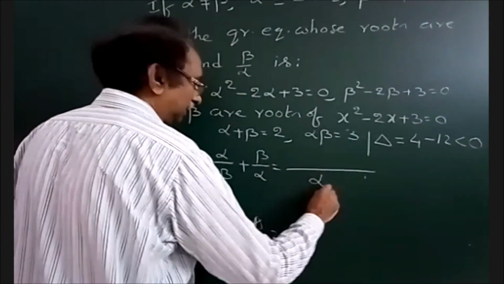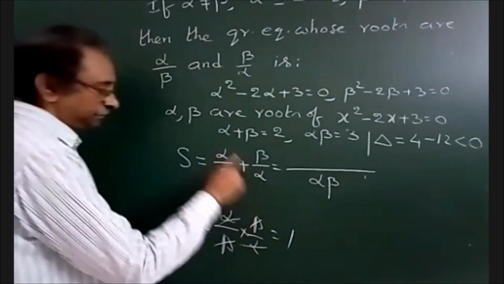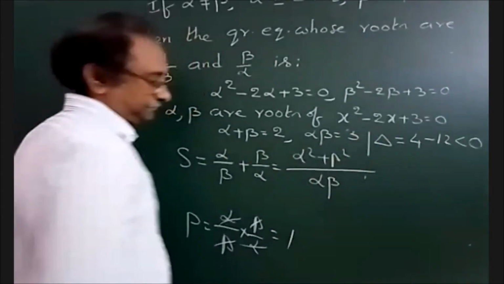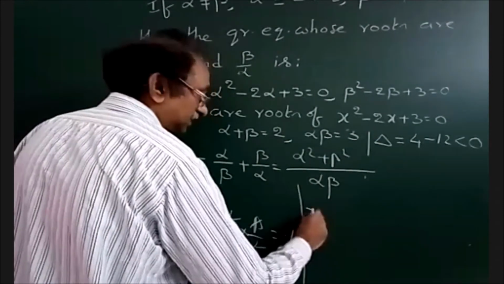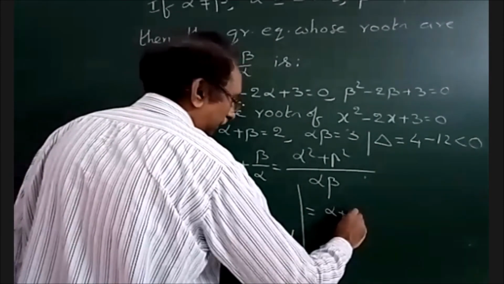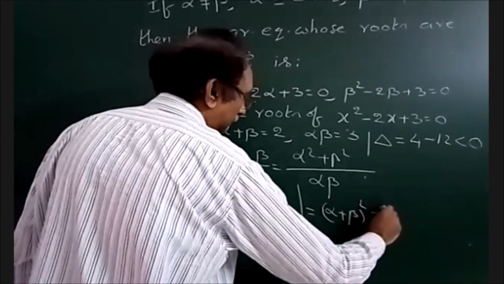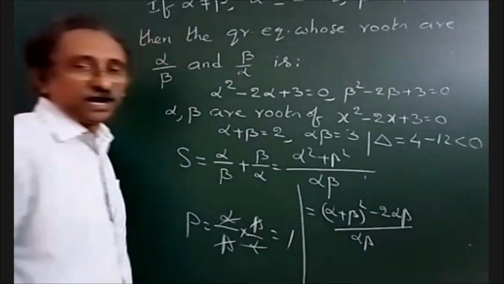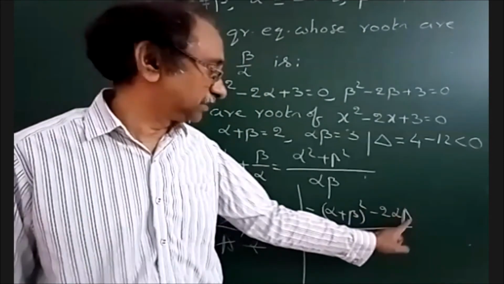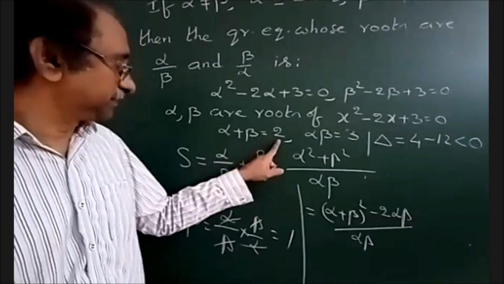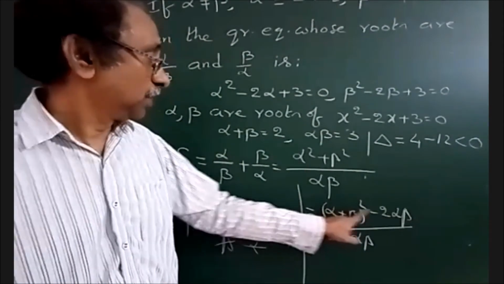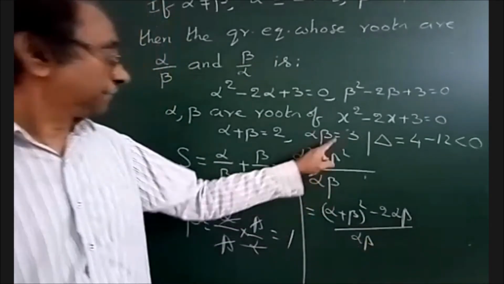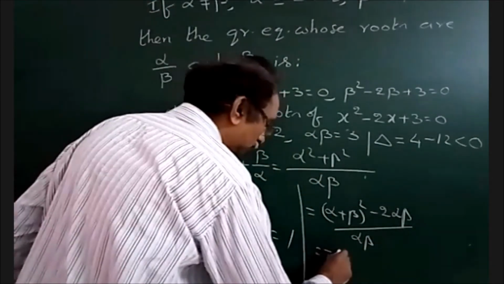And what is the LCM here? Alpha beta. And what is the numerator? Alpha square plus beta square. And this can be written as alpha plus beta whole square minus 2 alpha beta, by alpha beta. And see, I know alpha plus beta, I know alpha beta. What is alpha plus beta? 2. 2 square, 4. 4 minus 2 into 3, 6. 4 minus 6, minus 2 by 3. So it is minus 2 by 3.